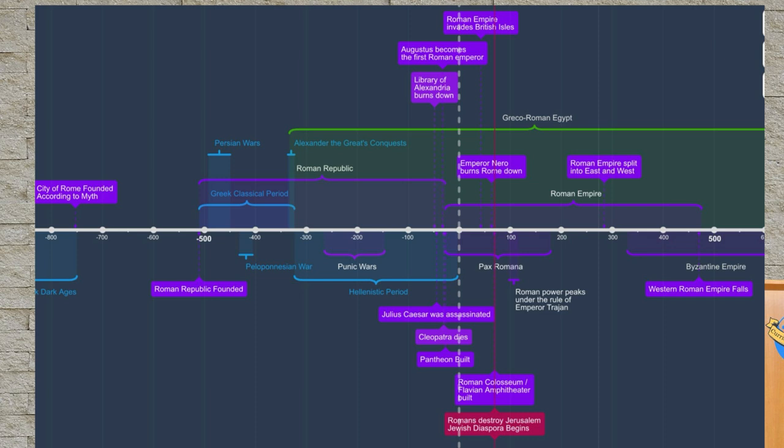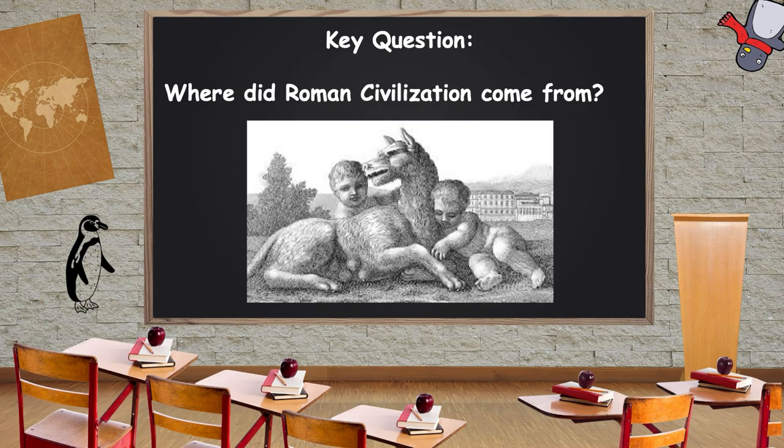There are really four eras of Roman civilization that we're going to be talking about in this class. The first, very briefly, is the era where they're ruled by kings. The second is the period known as the Roman Republic, which lasts roughly 500 years. The third period is known as the Roman Empire, which lasts about another 500 years. And the fourth era is the Byzantine Empire, which is really just the Eastern Roman Empire, or what's left of the Roman Empire after the western half collapses. Let's start with that first key question: where did Roman civilization even come from?